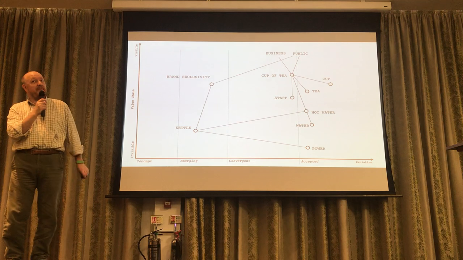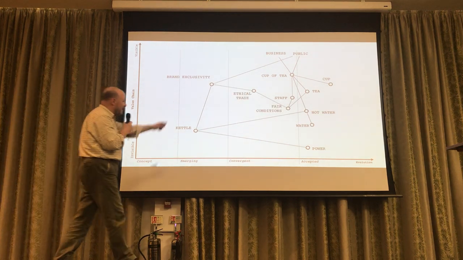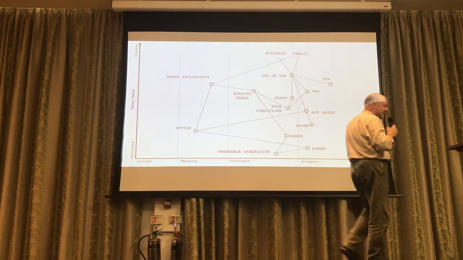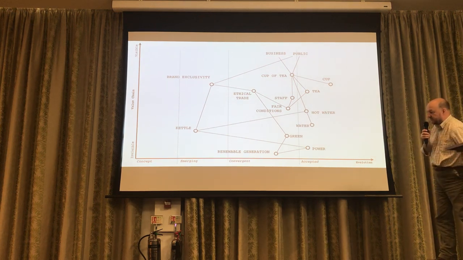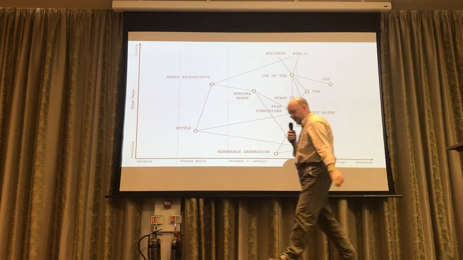So I can take my map of my cup of tea and add things like ethical trade. We've got converging opinions on what it is. Fair conditions. I can add green energy and renewable energy. Now, of course, I don't use those labels, concept, emerging, converging. We just use Genesis, custom-built, product, commodity.